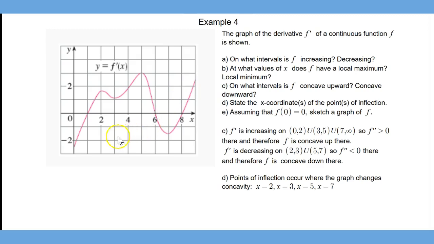Likewise, f prime is decreasing from 2 to 3 and from 5 to 7. So f is concave down on those intervals. And then the inflection points occur at the endpoints of these intervals. So at 2, 3, 5, and 7, it's changing between concave up and concave down.